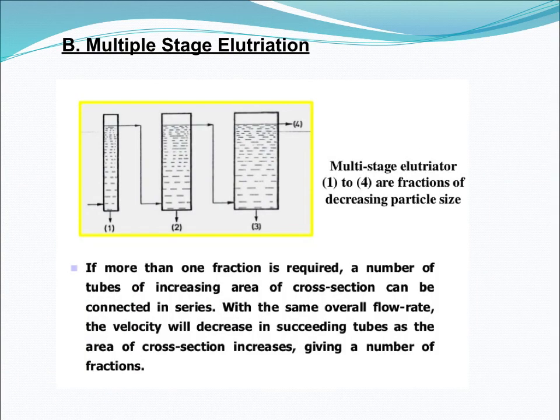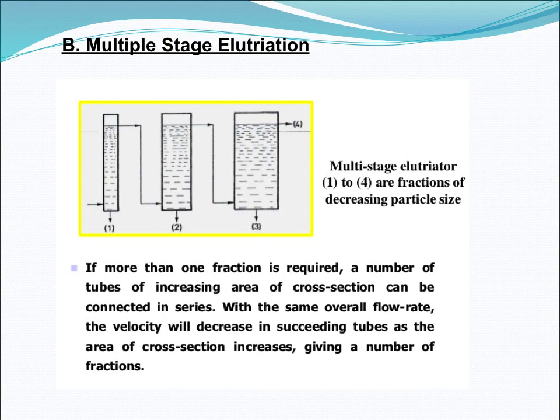The last method of elutriation, or the second method, is multiple stage elutriation, where we have several columns. The first column is a narrower one, and then we have an intermediate, and then we have the widest column on the right side. So the suspension will be introduced to column number 1 in the picture here, then it will exit from the top, then it will enter the second column from the bottom, exit from the top, then it will go to the third column from the bottom and exit from the top.